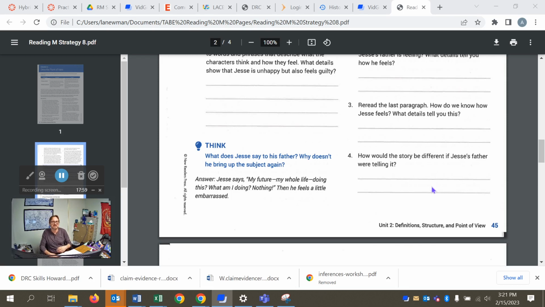So the point in all this is that authors choose their point of view very carefully, which character they want to have tell a story, based on what the story means or what sort of effects they want characterization to have within the work. Okay, that's point of view.